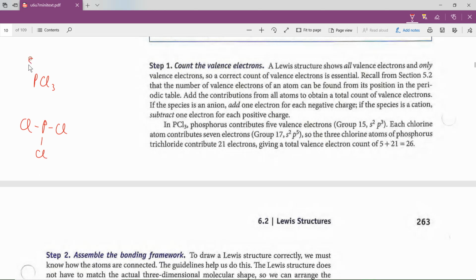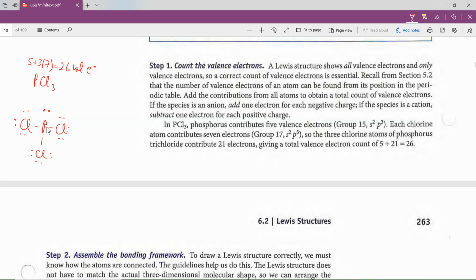So phosphorus has 5 valence electrons, chlorine has 7. There's 3 of them, so we have to distribute 26 valence electrons into PCl3. So I've used 6, so I have a remaining 20: 2, 4, 6, 8, 10, 12, 14, 16, 18. And then the 20th electron has to go on the phosphorus so that the octet rule is satisfied. Chlorine isn't going to get more than 8 electrons around it when it's in a ligand position. So this is not the geometry, this is just a valid Lewis diagram for phosphorus trichloride.